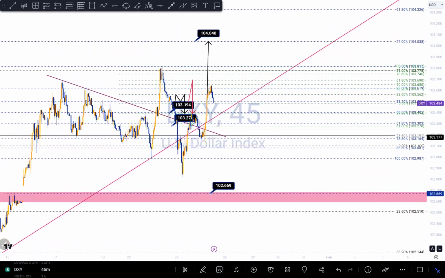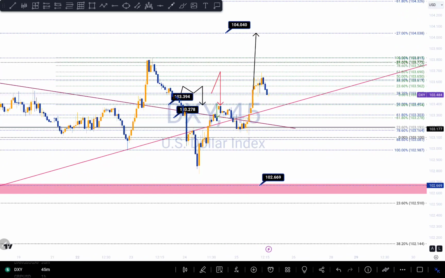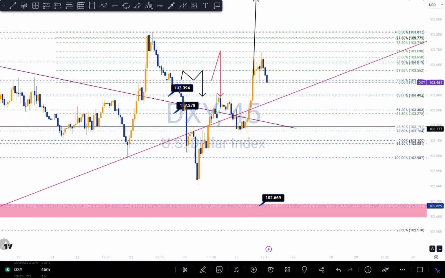If you remember as well, I said if you're going to sell on DXY, I want at least a break of this trend line right here. As you can see, we broke this trend line, came down to retest, but I was predicting it to at least get to 102.699 before we continue to tank to the upside.